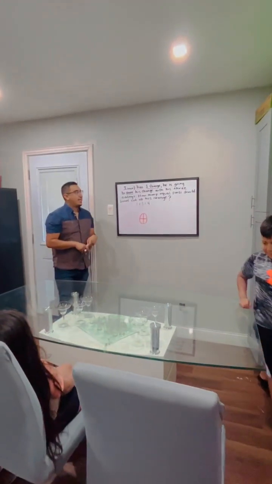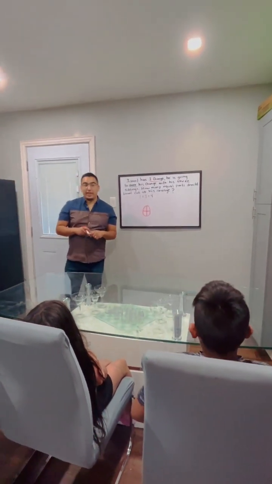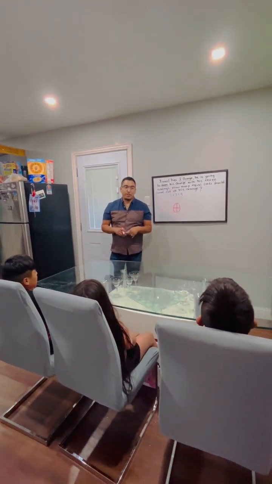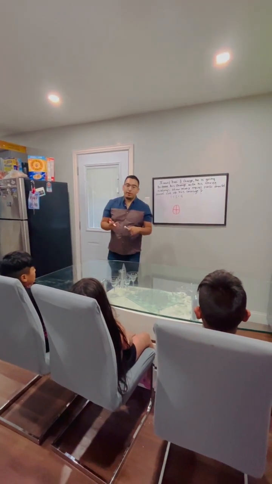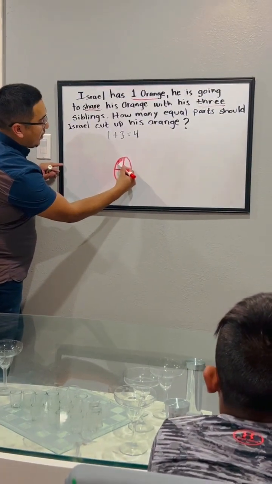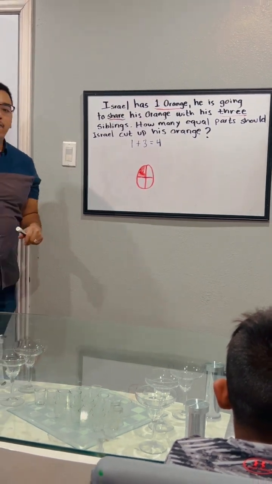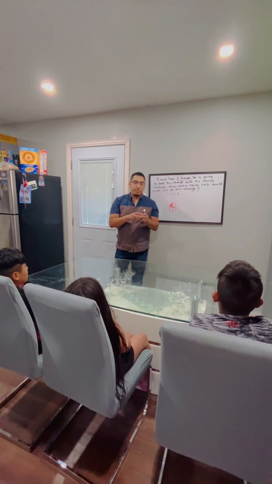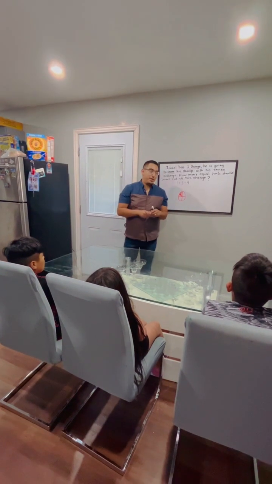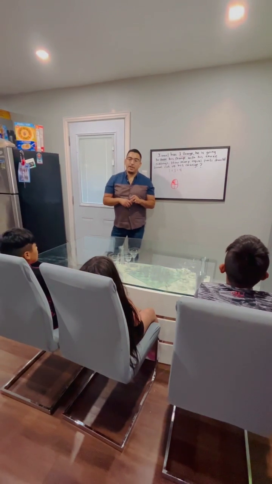So let's just say that everybody got their orange, and then only Israel decided to eat his orange, and everybody else saved their orange for later. So if Israel ate his orange, we're going to shade in one of the pieces, and the other 3 are left untouched. So Israel ate his piece of orange, and he put the rest of the pieces in the fridge for his siblings. So now, can we create a fraction showing how many pieces Israel ate?